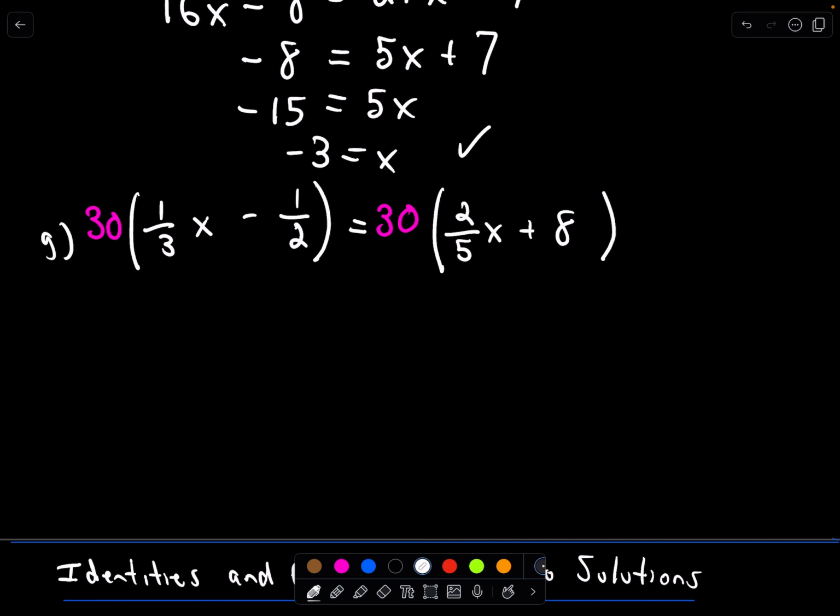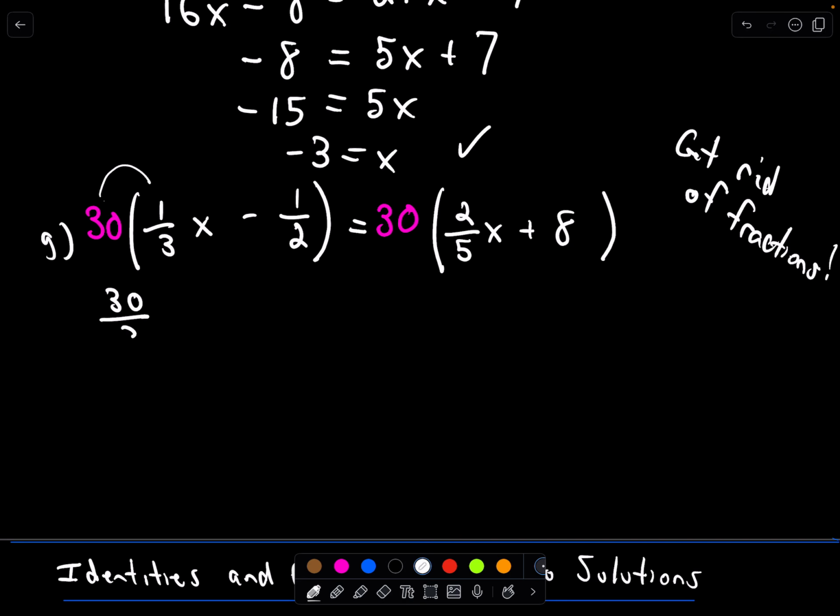Okay, so if we do this, we're clearing the denominators. This one's a little more tricky, so it may take you a little more time. If you're not used to these, you may have to stop and slow down. But again, we're getting rid of fractions. That's what we're trying to do here. I still have to distribute, so let's write it out.